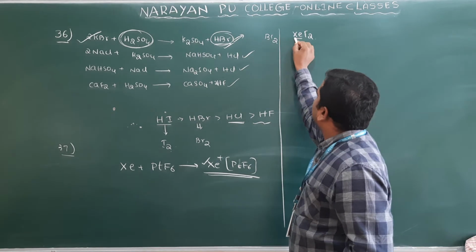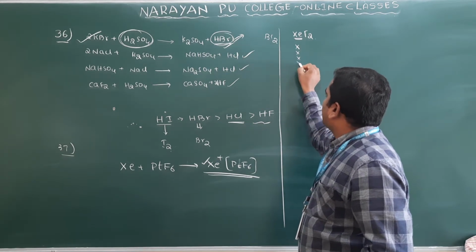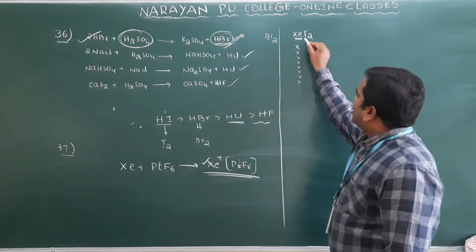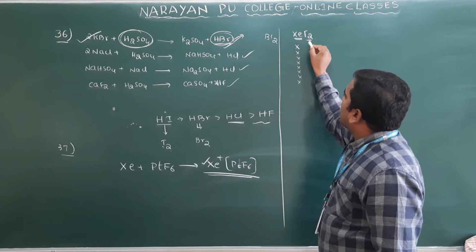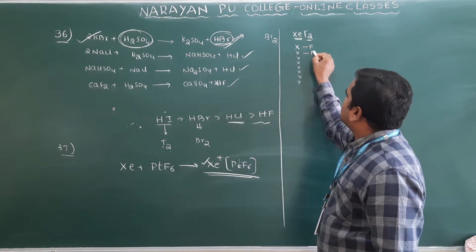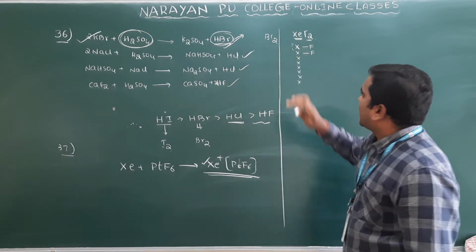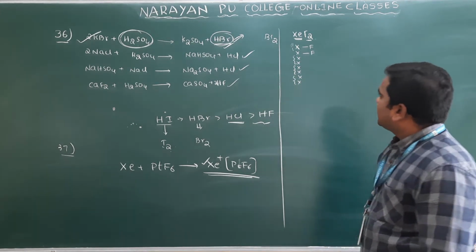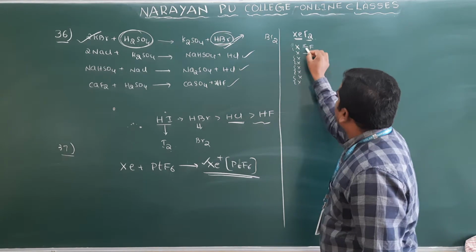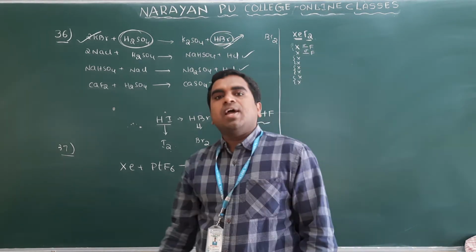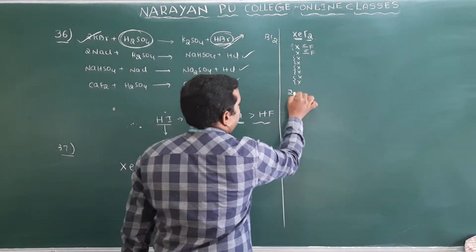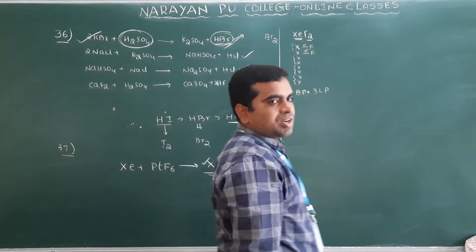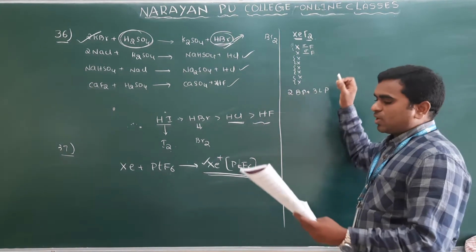What is the central atom here? Xenon. Xenon belongs to which group? Group 8. How many electrons do you have to write? Write 8 electrons. And how many fluorine atoms are there? 2 fluorine atoms. To form 2 bonds, xenon has to use 2 electrons. So the remaining electrons, you write pairwise. These we call bond pairs, and these we call lone pairs. So how many bond pairs are there? 2 bond pairs and 3 lone pairs. This is the structure, meaning these are the bond pairs and lone pairs.